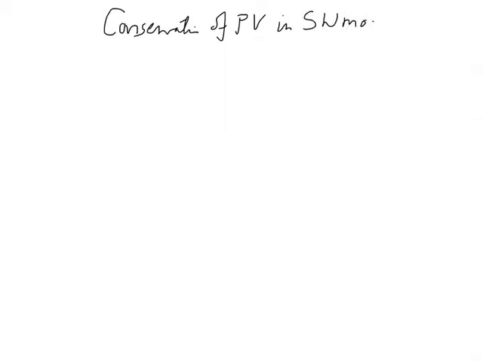So I had done things in the wrong order the other day in class. The first thing is to talk about conservation of potential vorticity in the shallow water model. And this is completely independent of the idea of having a stream function, and that was what got confused the other day in class. So let's write down the shallow water equations.